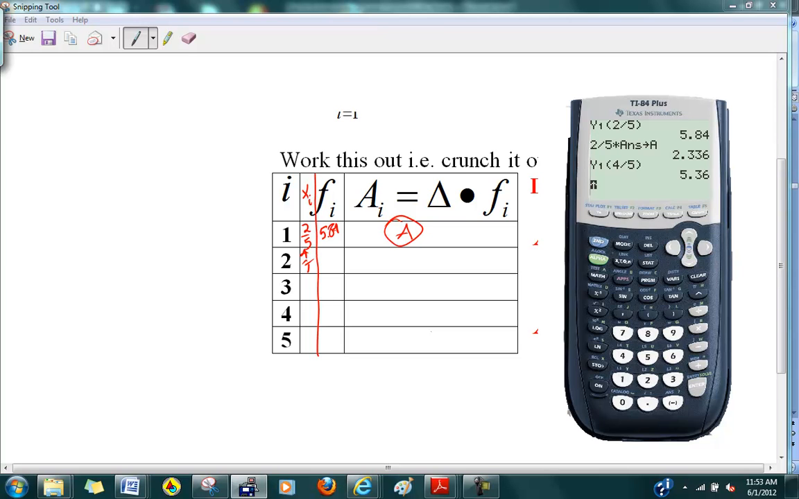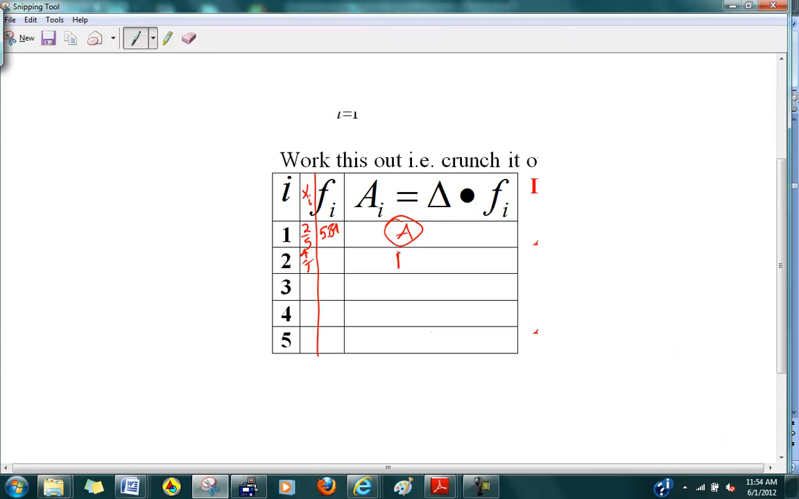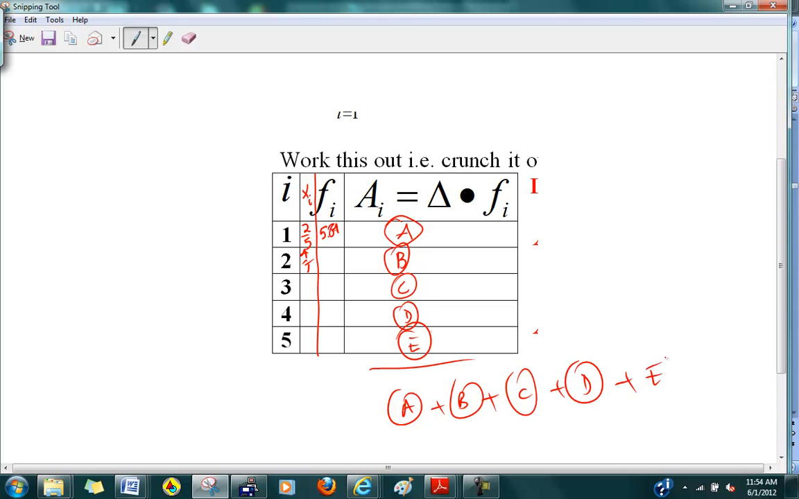Okay? And then go second enter, and instead of the A variable, you will put it into the B variable. Guys with me on this? If you hit enter, the answer will go in the B variable. The one after that will go in the C variable, the D variable, and the E variable. When you're done with all that, you're just going to do A plus B plus C plus D plus E. And with the graphing calculator, this is a piece of cake.